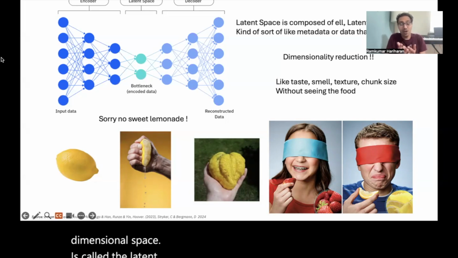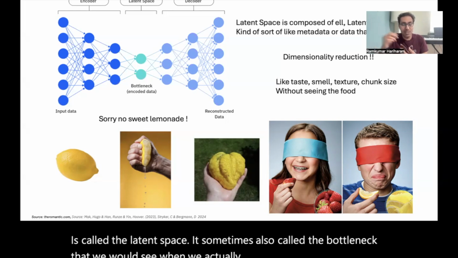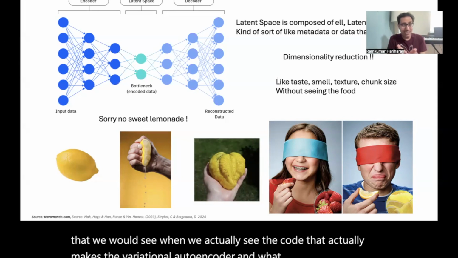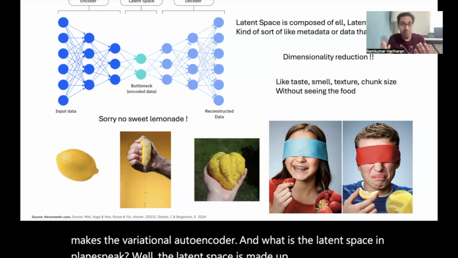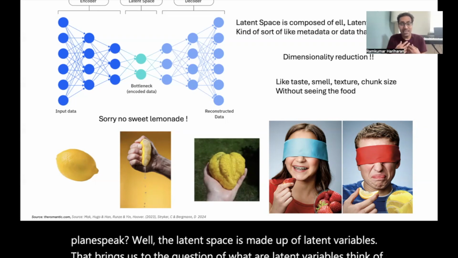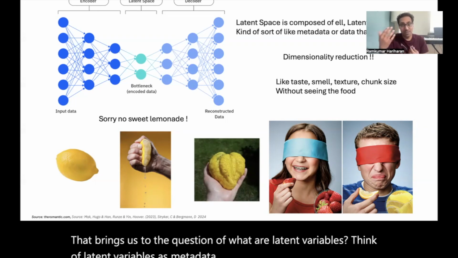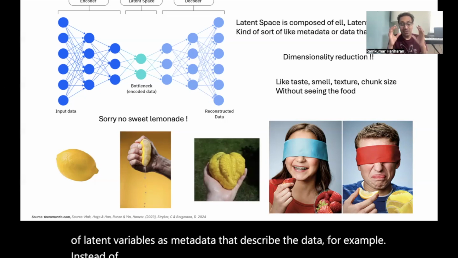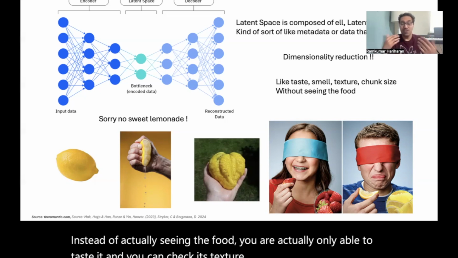It's sometimes also called the bottleneck, which we will see when we actually see the code that makes the variational autoencoder. What is the latent space in plain speak? Well, the latent space is made up of latent variables. Think of latent variables as metadata that describe the data. For example, instead of actually seeing the food, you are only able to taste it, and you can check its texture and also its flavor. That is the metadata around food.